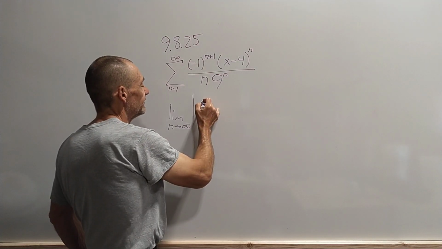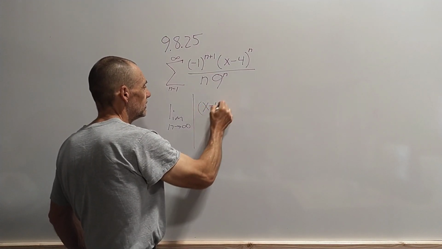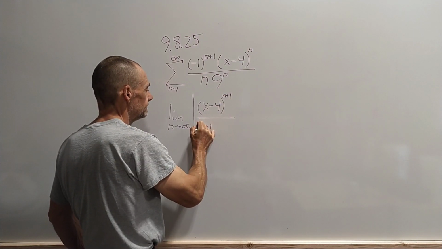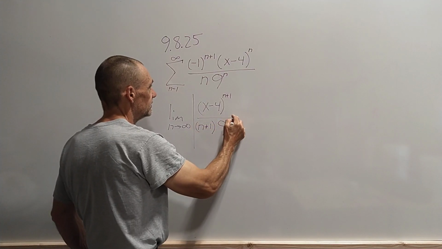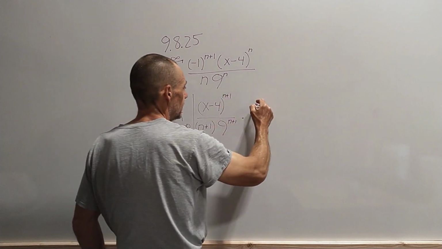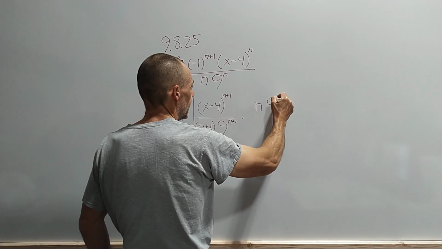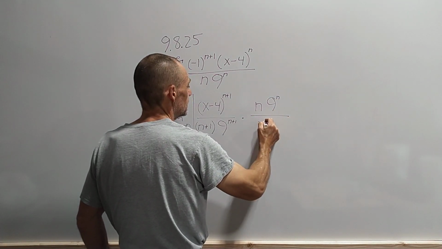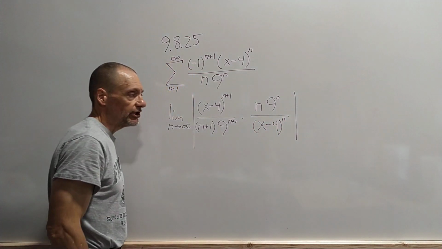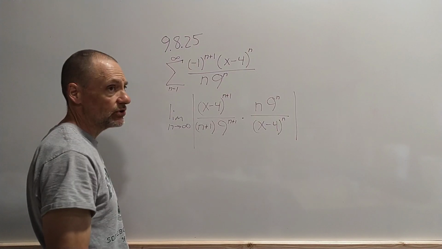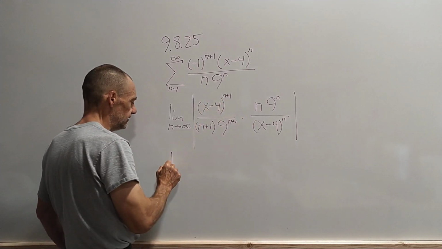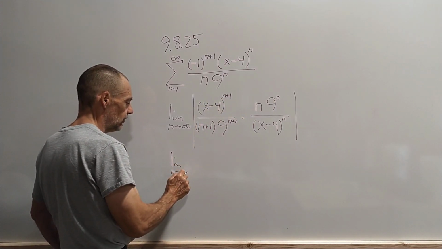So we're going to have x minus 4 to the n plus 1 over n plus 1, 9 to the n plus 1, okay, times n, 9 to the n, over x minus 4 to the n. Okay, so that's the ratio test, right? Now we said that we need to cancel some stuff in order to make this work, right? So let's rewrite these things a little bit, make it a little bit more obvious how to cancel.